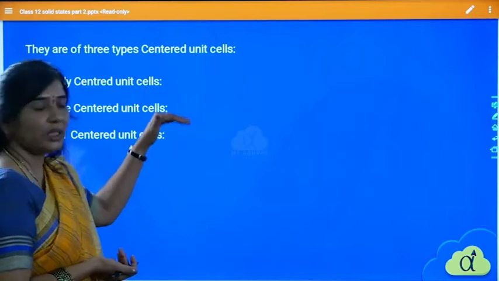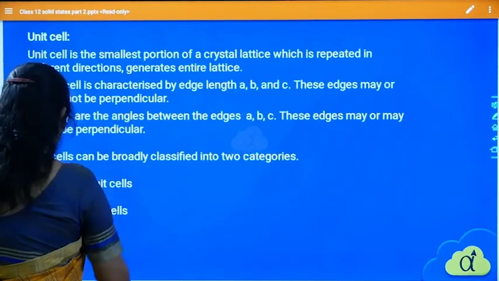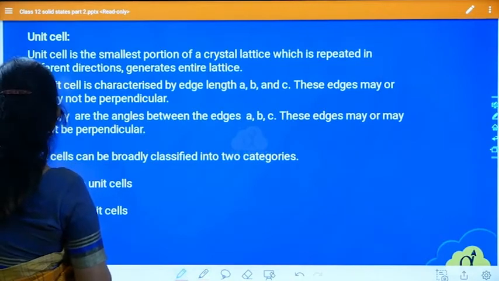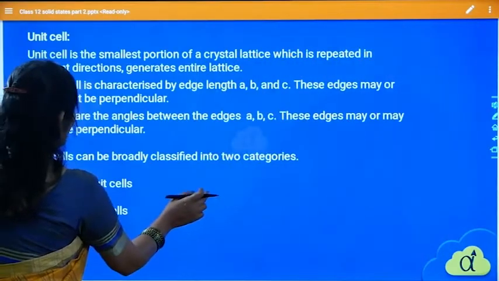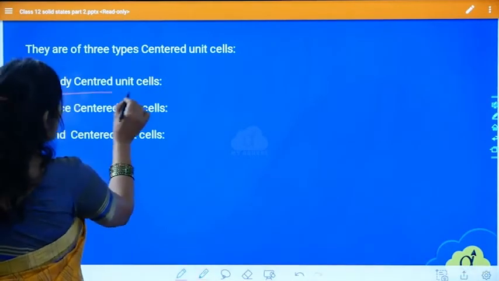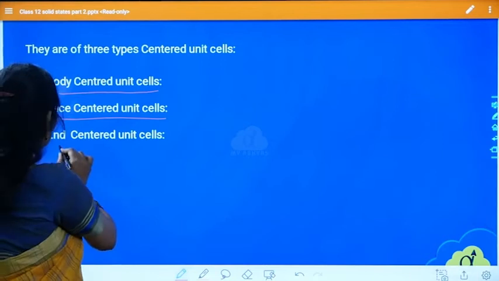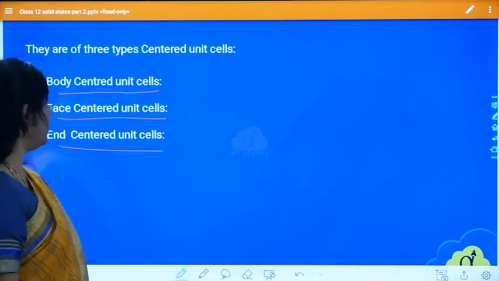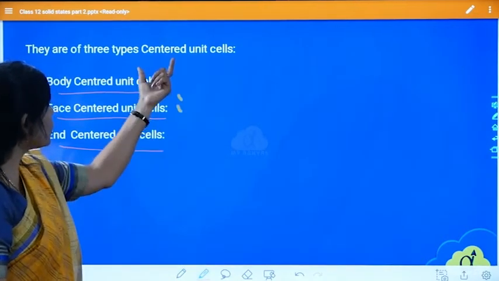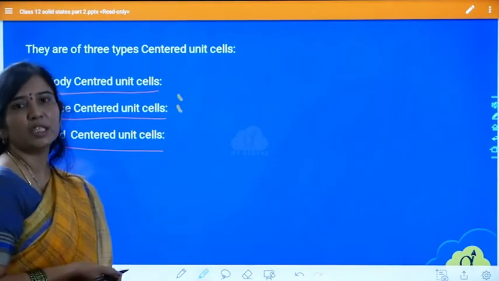Now this centered unit cell can be broadly classified into 3 types again. The first one is body centered unit cell. Now the classification of the centered unit cell. The first one is what? Body centered unit cell. Second one, face centered unit cell. Third one, end centered unit cell. Now don't get confused. These are the 3 sub-classifications of centered unit cell. Now what do you mean by body centered unit cell?